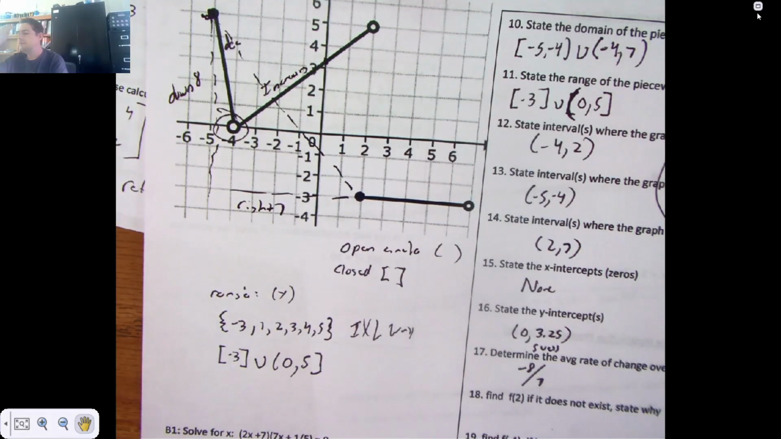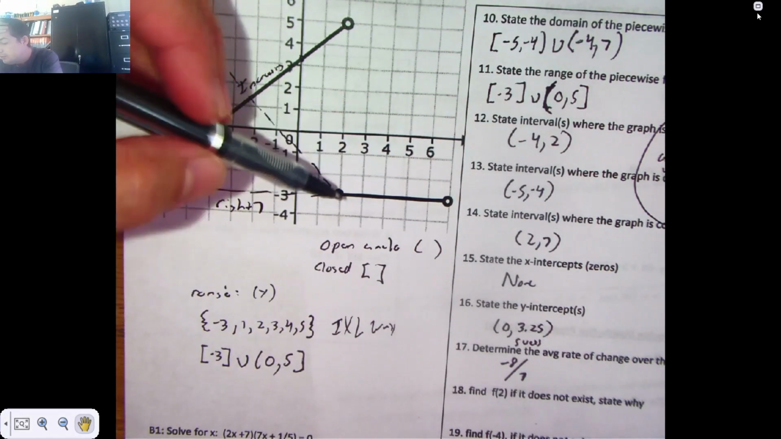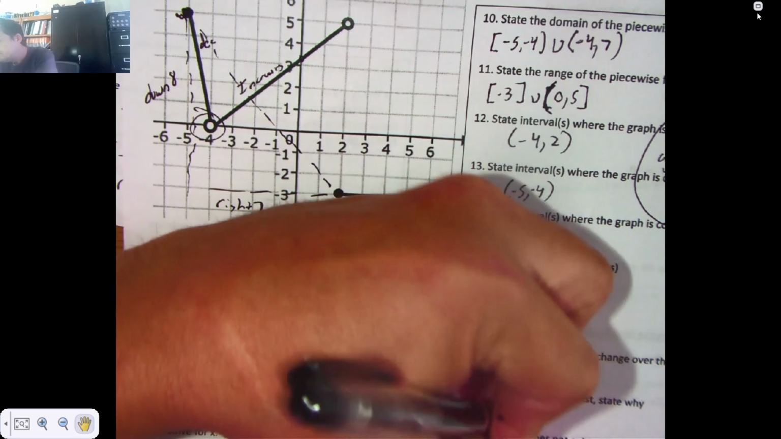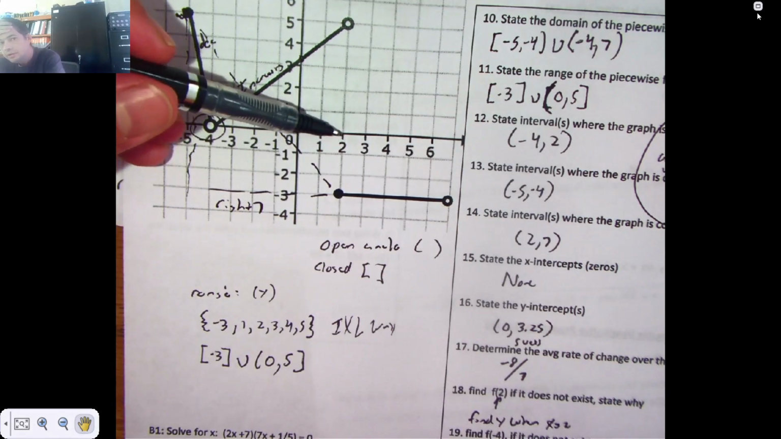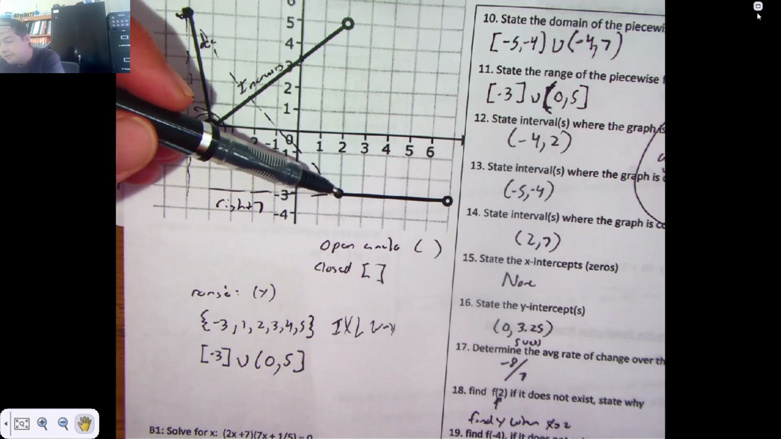Find f of 2 if it exists. If it does not exist, state why. So when x is 2, this is it. We find y. A lot of you left this blank on the last one. So when x is 2, this is where you are on the x-axis. I could be here for a y value where there isn't one because there's a hole, or I could be here where there's a y value, and the y value is -3.